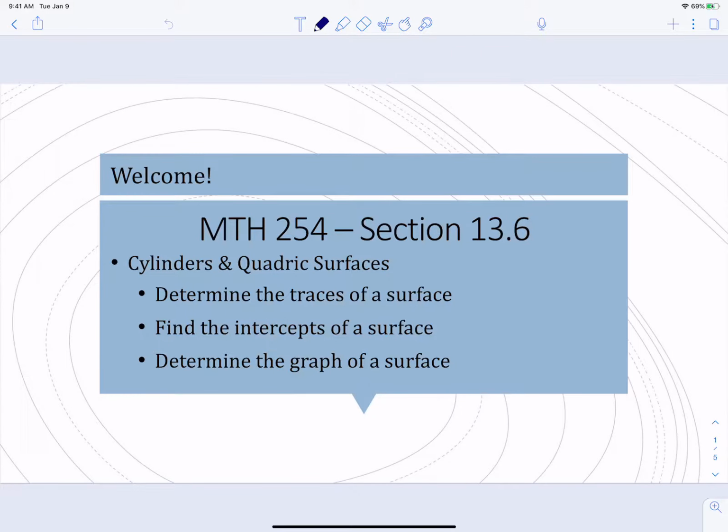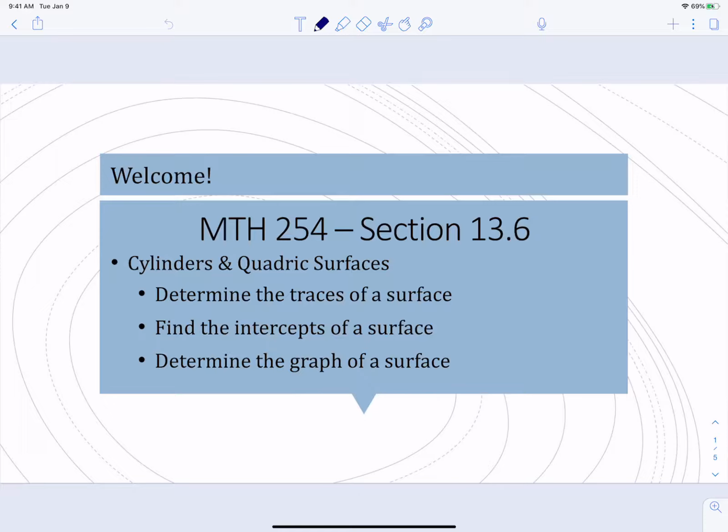All right, we're going to take a quick step back into chapter 13 for just a moment for 13.6. We're going to start talking about surfaces in 3 dimensions. So I wanted to start with this section because it's got some nice definitions and some helpful hints of how we can start thinking about how our surfaces are going to look.